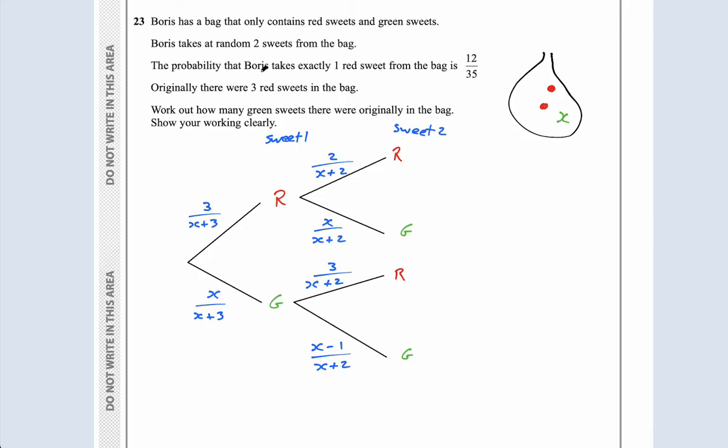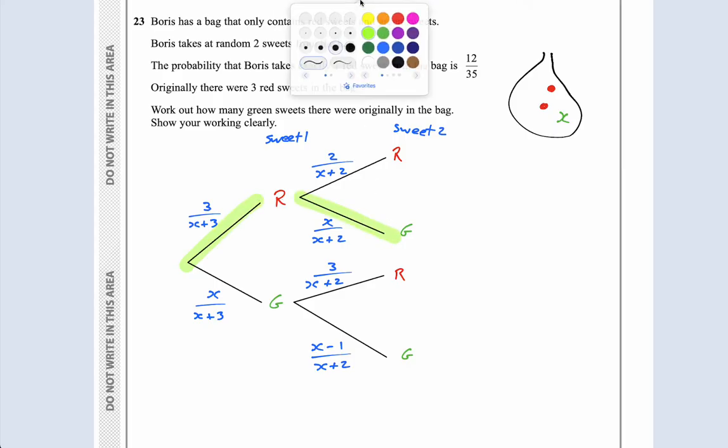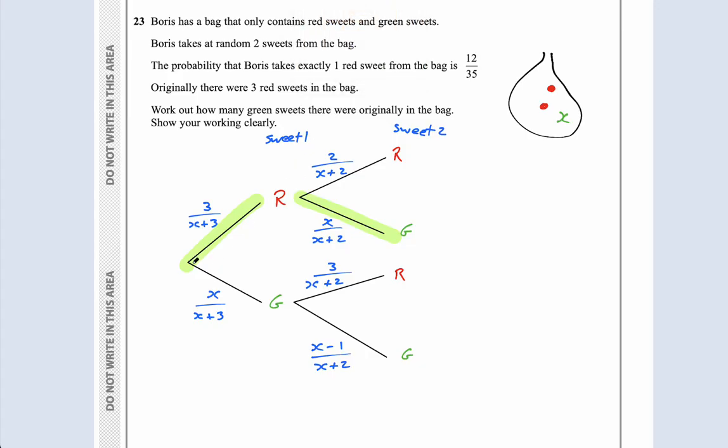It says the probability that Boris takes exactly 1 red sweet is 12 over 35. Now, which of these combinations is exactly one red? Well, it's a red and a green, or a green and a red. Those are the only 2 possibilities.